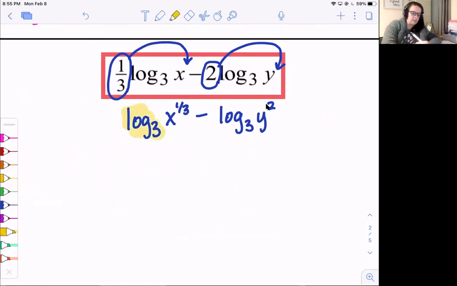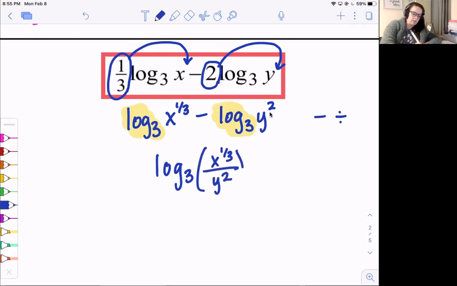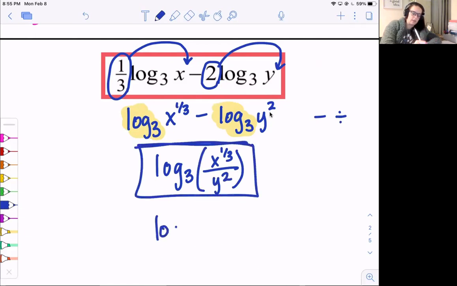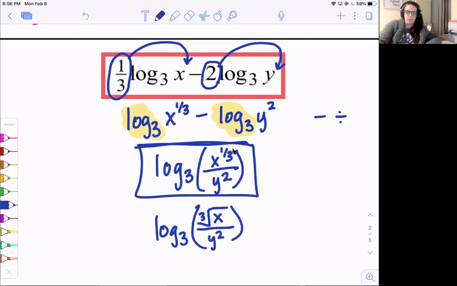I notice that log base 3 is the same, so I'm going to go ahead and condense those into a single log base 3. And I have this number minus this number. Remember, minus is actually division, so I'm going to have x to the 1/3 over y squared. You can put it in parentheses like this if you prefer. This is an excellent answer. You could also write it as the cube root of x over y squared, because 1/3 is the same as the cube root. So you could write it like this if you wanted.